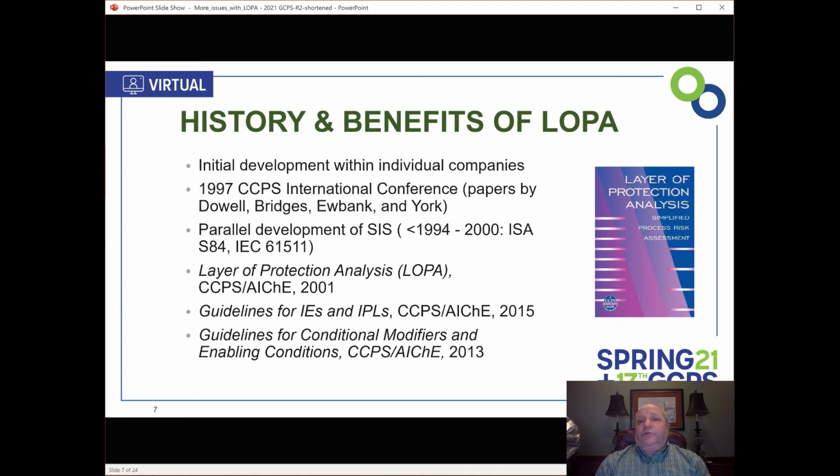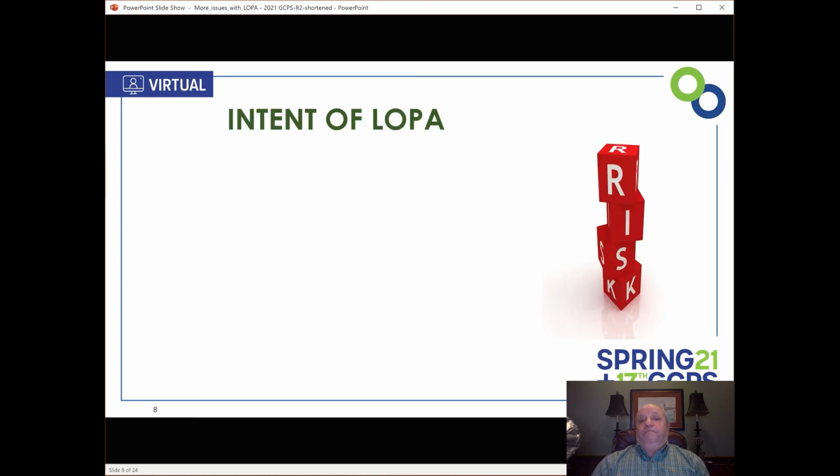And then we saw issues with it over the years. And so the guidelines for initiating events and IPLs book was then put together. That took 7 years, and that was issued in 2015. And there was another book on conditional modifiers that also came out, and I'll mention it later.